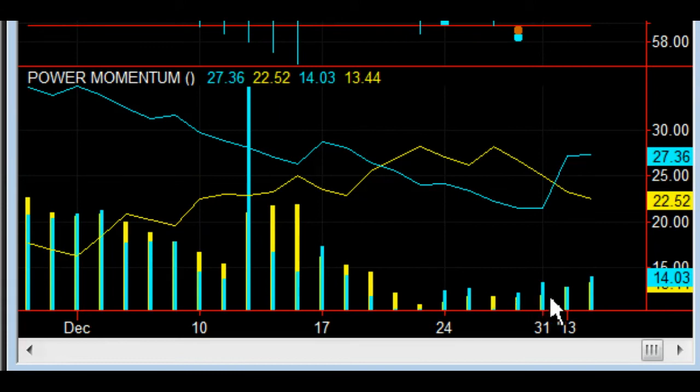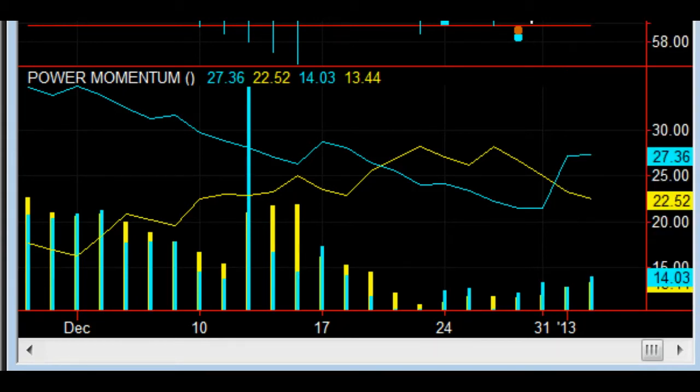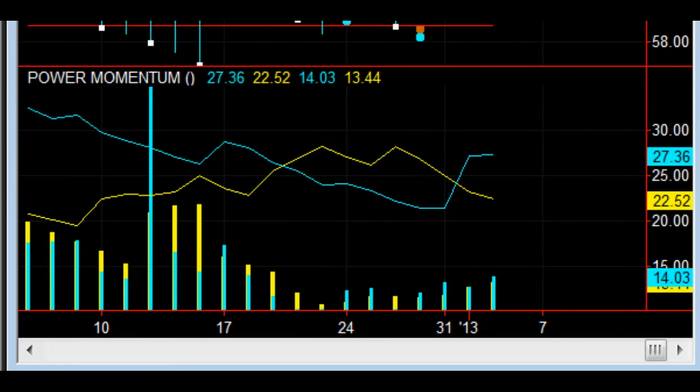So here you can see that even with HD on the daily, it's reached positive extreme right there, almost got to zero, not quite, negative 0.13. It's about as close to zero as you get.